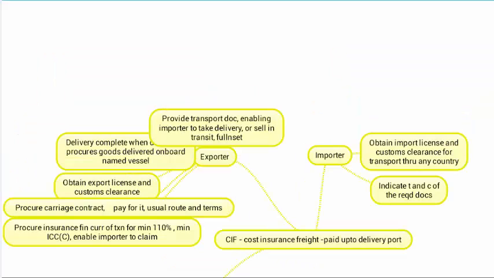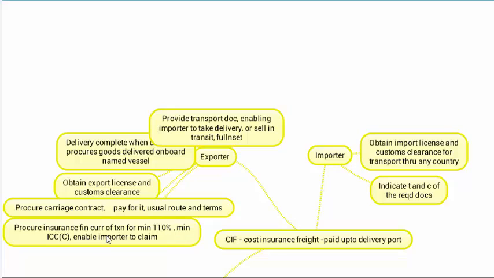Now look at the last Incoterm, CIF, cost, insurance and freight. Cost, insurance and freight paid up to the destination port. CIF is up to the destination port. The importer's responsibility is to obtain an import license for transport through any country and indicate the terms and conditions of the required documents. What are the required documents? One will be insurance, one will be transport. What is the insurance document?